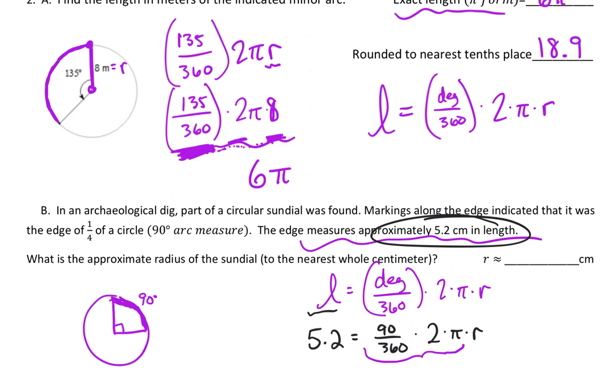So Tim, on your calculator, can you do 90 divided by 360 for me? That's obviously going to be a fourth. Yeah, I have a fourth. All right, so take that 0.25 and multiply it by 2. Now that will be a half. There you go. Now multiply that by pi. It will be like 1.57. Okay, yeah. I'm not going to round this one right away.